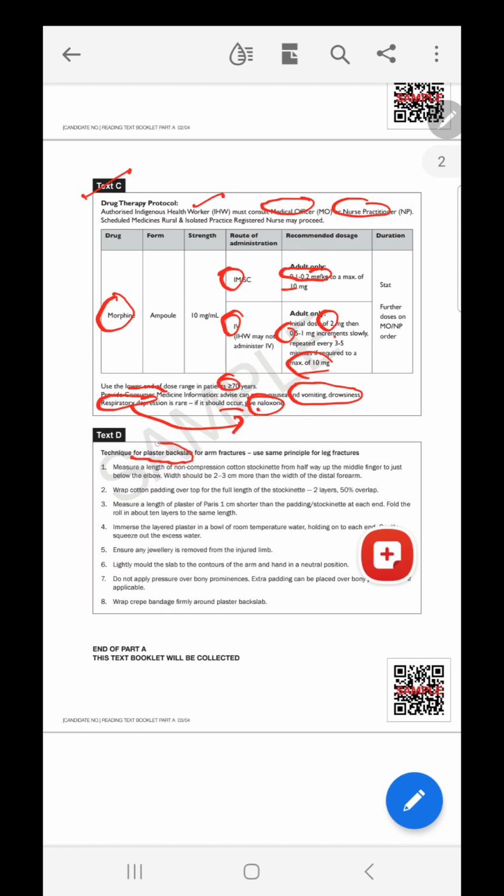This is the back slab technique. Same for arm and leg. We can recall the cotton socket, 2 to 3 centimeter padding.